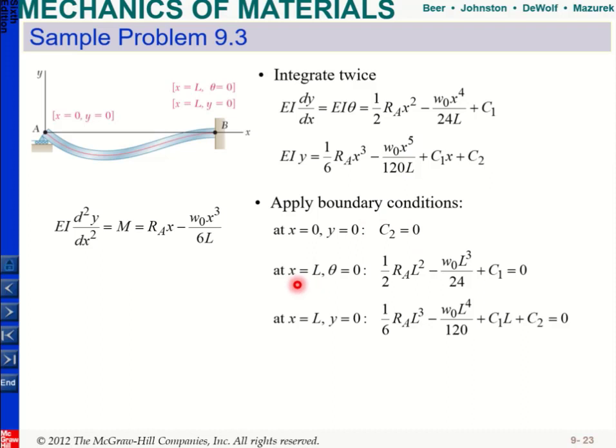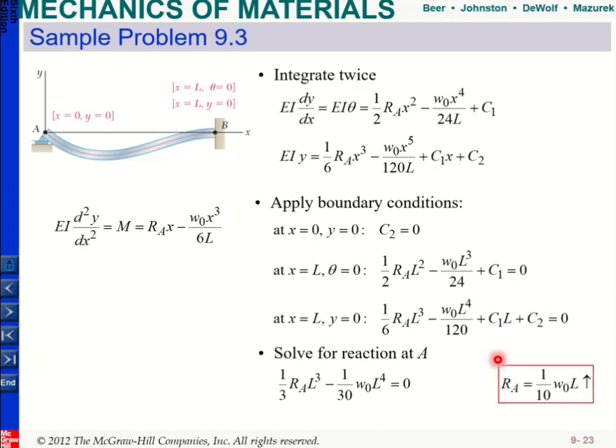And I can use x is equal to L, where theta is equal to 0. So I can use this one. And then at x is equal to L, y is equal to 0. So I have this equation. And C2 is already 0. So it means that I have 2 equations, 2 unknowns. And then from there, you can solve for RA. And when you solve it, this is the equation that you will get for RA.